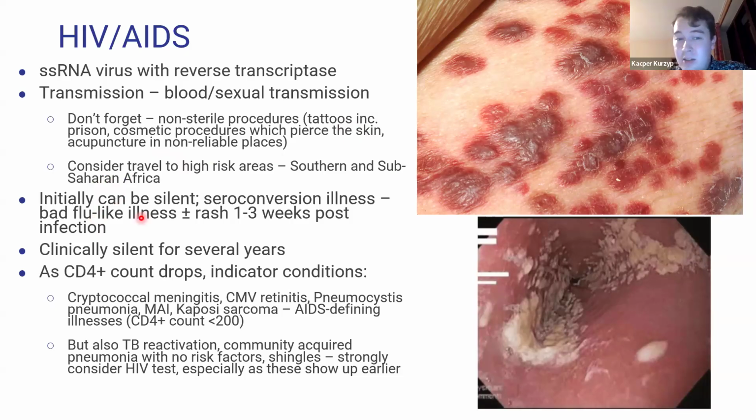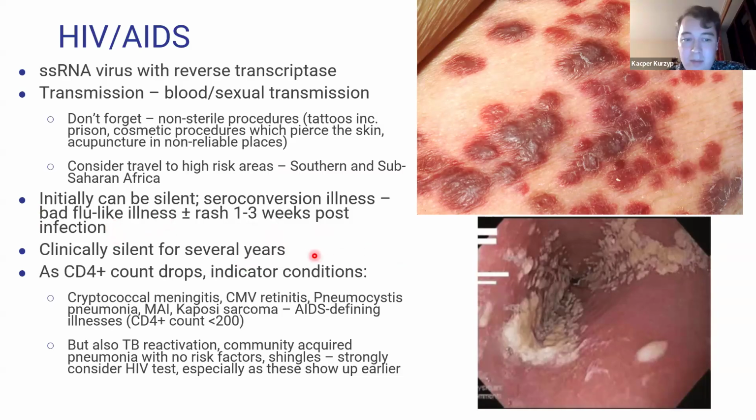It tends to be silent initially. You have to think about seroconversion illness, which is your bad flu-like illness with or without rash, which happens 1 to 3 weeks post some sort of risky behavior, such as unprotected sexual intercourse, doing IV drugs, or things like that. So do not think every flu is an HIV infection, but if it's a flu after getting a prison tattoo, definitely do consider it.